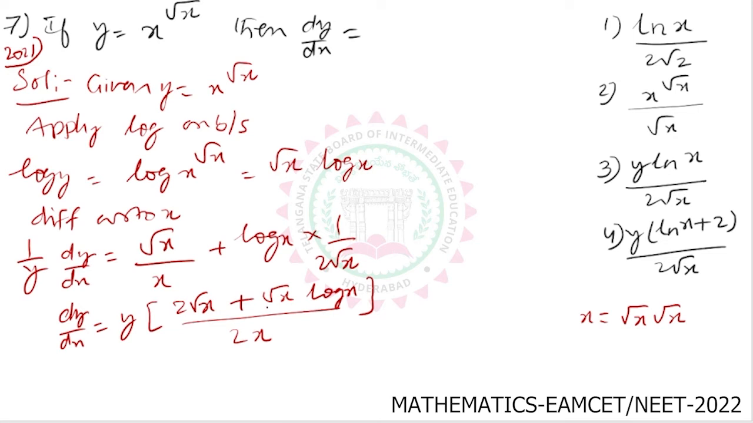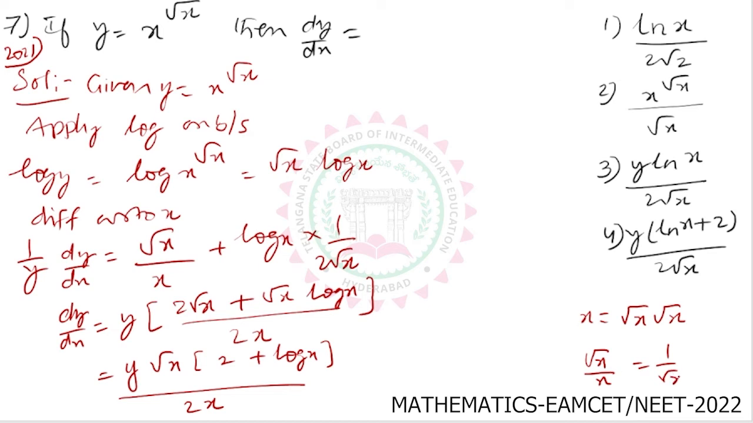Or if I take out root x common, y into root x common, what is inside? 2 plus log x by 2x, or again root x by x can be written as 1 by root x. Therefore, y into 2 plus log x by 2 root x. So, which is my correct option? That is the fourth one.